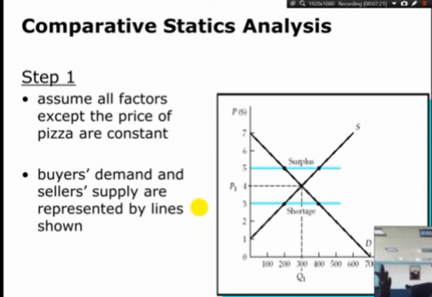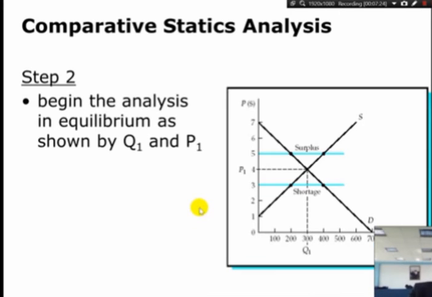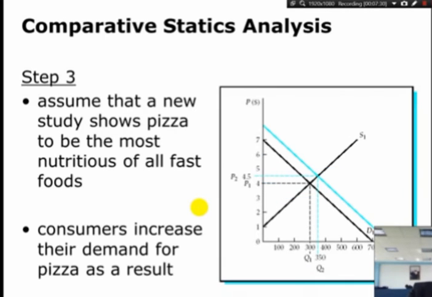We want to look at the buyer demand and the seller supply, represented by their lines. So we need to assume they're available. We need to begin the analysis from where the equilibrium is now, and then move from that equilibrium. And we also need to start assuming what's going to happen next, what will be the consequence of such a thing.